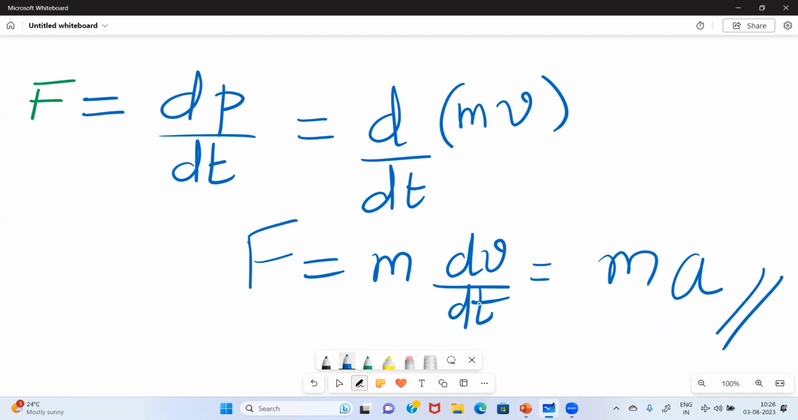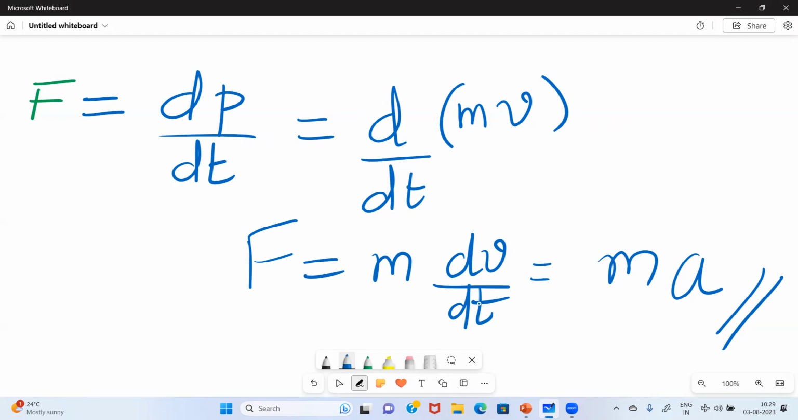Clear, guys? So F is dp by dt and momentum is nothing but mass into velocity. Mass is a constant, so you can take it out of the differentiation operation. So it will be mass into dv by dt. dv by dt is the rate of change of velocity with respect to time. That is called acceleration. All these concepts are from the first chapter, motion in a straight line.